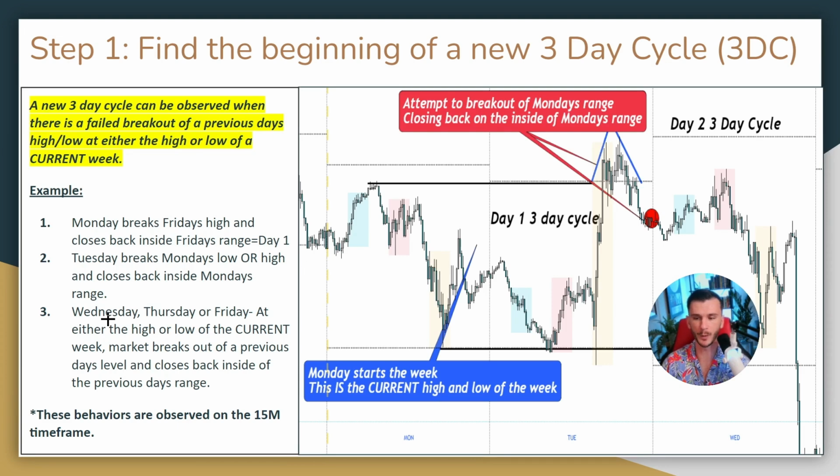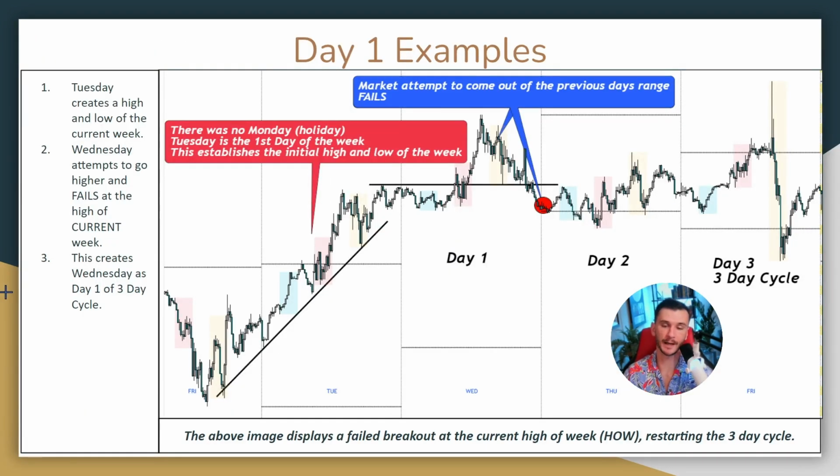Another example is Wednesday, Thursday, or Friday at either the high or low of a current week. Market breaks out, similar to what has happened here on Tuesday, and closes back on the inside of the previous day's range. For example, if over here on this Wednesday, they would have broken above Tuesday's high and then closed back down on the inside of the range, that would restart the cycle as well, even if this had done what is done here. So like if this closed and then gone up over here on Wednesday and then done it again, that would then restart the cycle once again, which is exactly what has happened here.